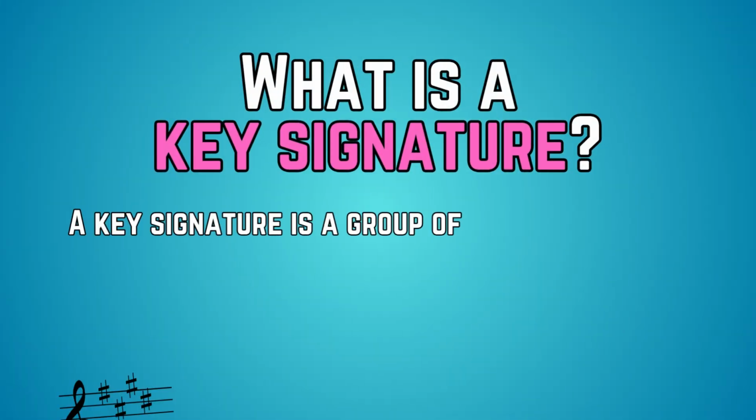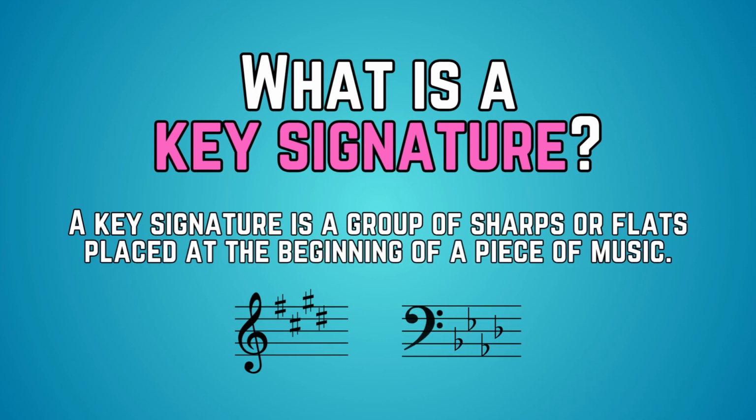fifths. A key signature is a group of sharps or flats placed at the beginning of a piece of music. You'll find the key signature immediately after the clef. If the music uses a time signature, the key signature appears between the clef and the time signature. The key signature tells us which notes should be consistently raised or lowered throughout the music.